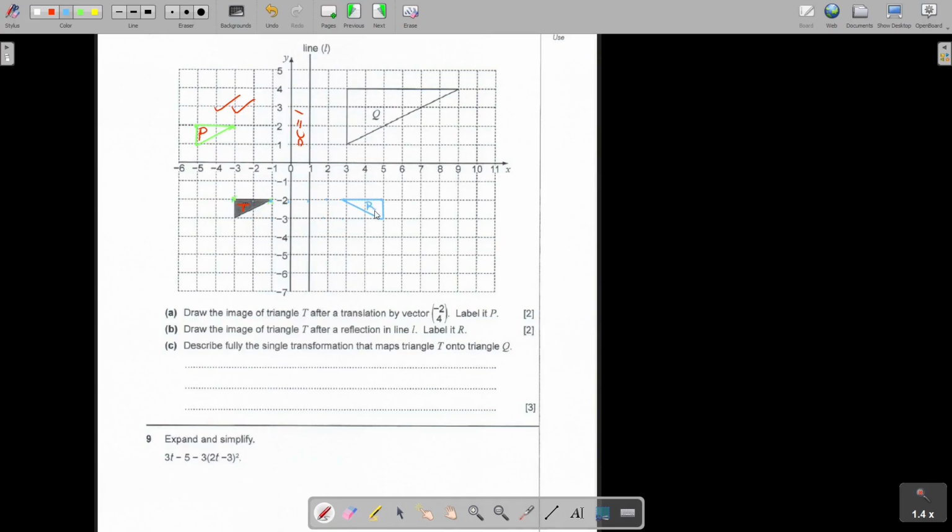Then describe fully the single transformation that maps triangle T onto Q. Now, can you remember what I said? Take a ruler, because it's T and Q. You can see it's an enlargement. But now we must find the center. So take the same points. We can already see the scale factor. Look here, it's 2, and it's 1, 2, 3, 4, 5, 6. 6 divided by 2, so the scale factor is 3.